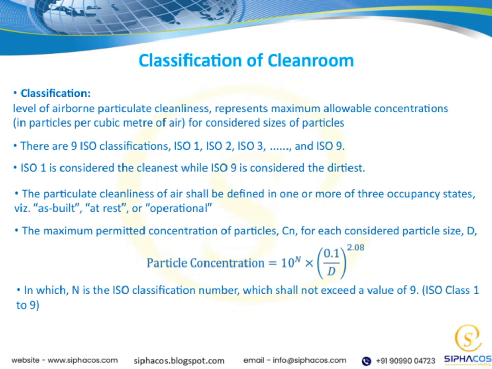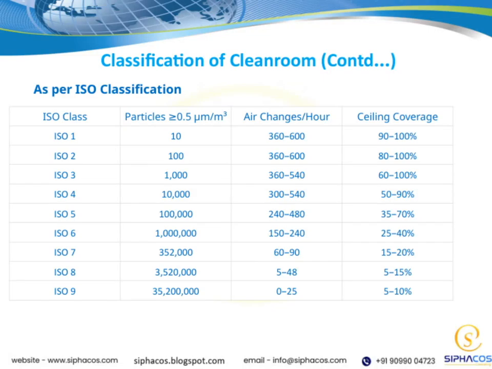This classification system is fundamental because it guides the design, validation, and operation of cleanrooms and controlled environments across various industries. It ensures that we maintain the appropriate cleanliness levels for specific processes and products. Let's take a closer look at the ISO classification for cleanrooms. As you can see, each ISO class specifies the maximum number of particles of 0.5 micrometers or larger per cubic meter of air. For example, ISO Class 1 allows only up to 10 particles per cubic meter, making it suitable for the most critical environments.